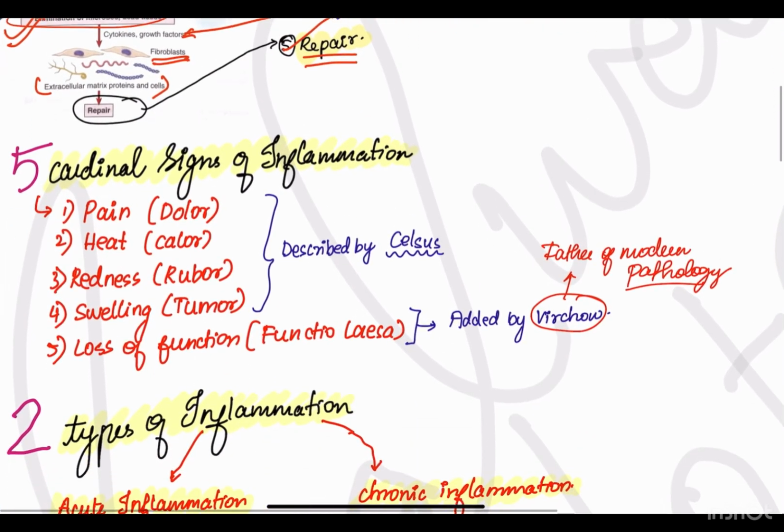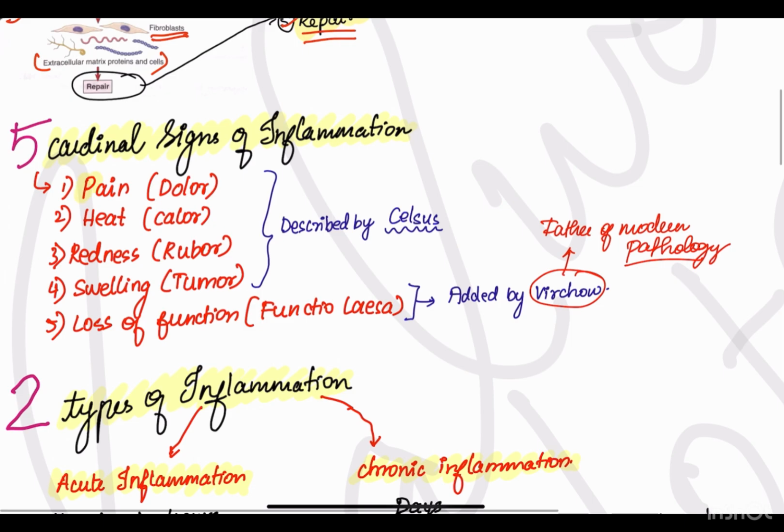Now, we have to see about the 5 cardinal signs of inflammation. These are pain, dolor; heat, calor; redness, rubor; swelling, tumor; and loss of function, that is functio laesa. Amongst these, pain, heat, redness, and swelling were described by Celsus, and loss of function was added by Virchow. Virchow is also the father of modern pathology.